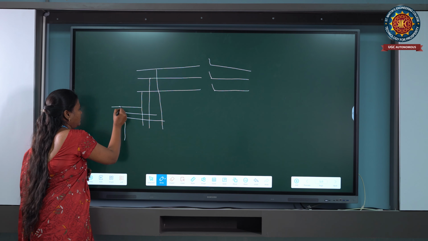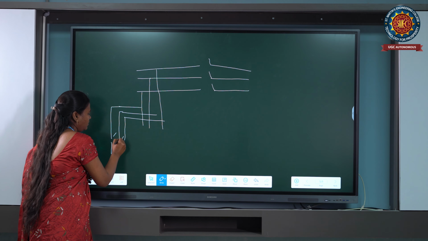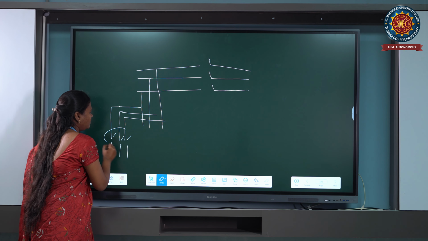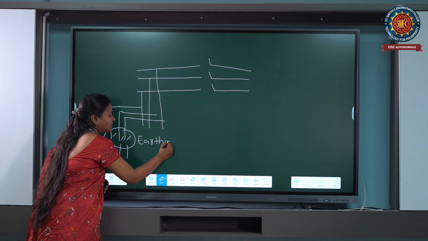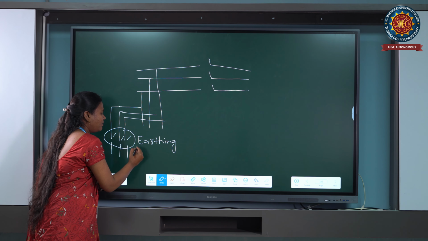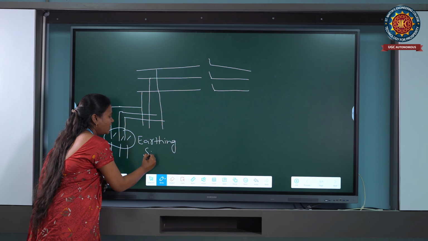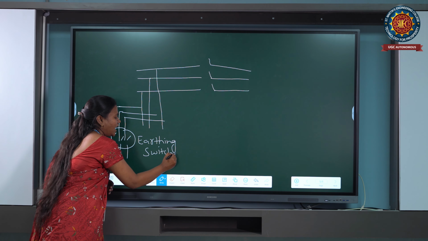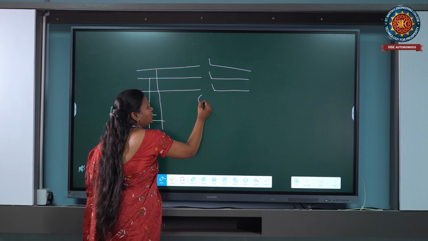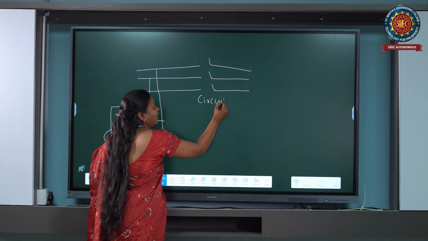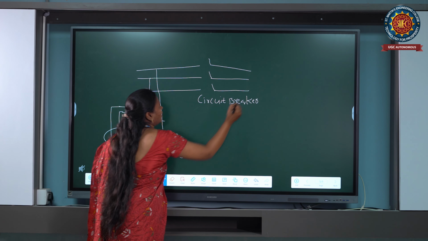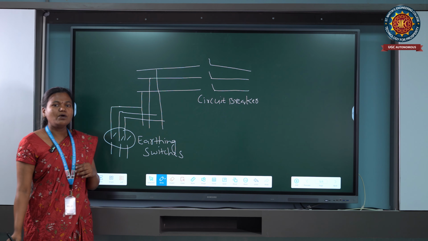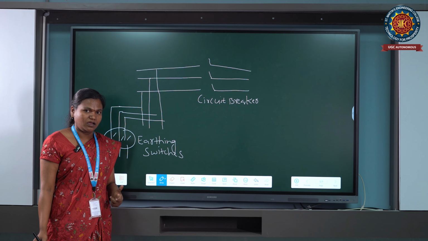earthing switches. These are nothing but earthing switches, which are located at the bus bar side. And these are circuit breakers, which are connected at a consumer end. Now, how will three-phase faults occur?